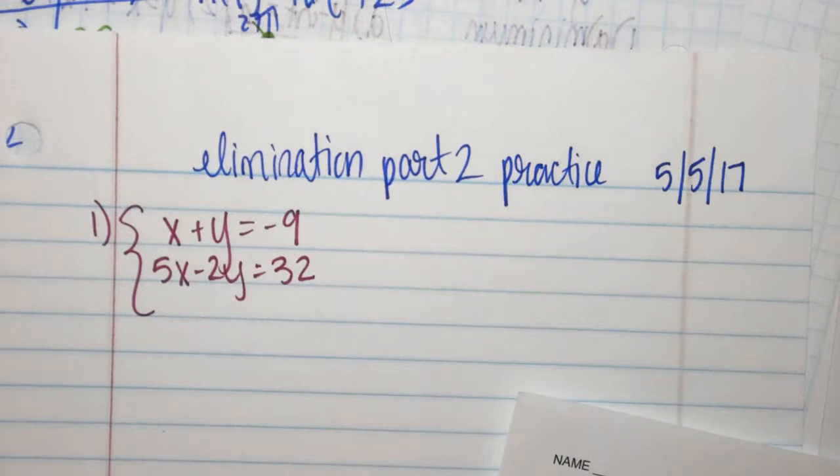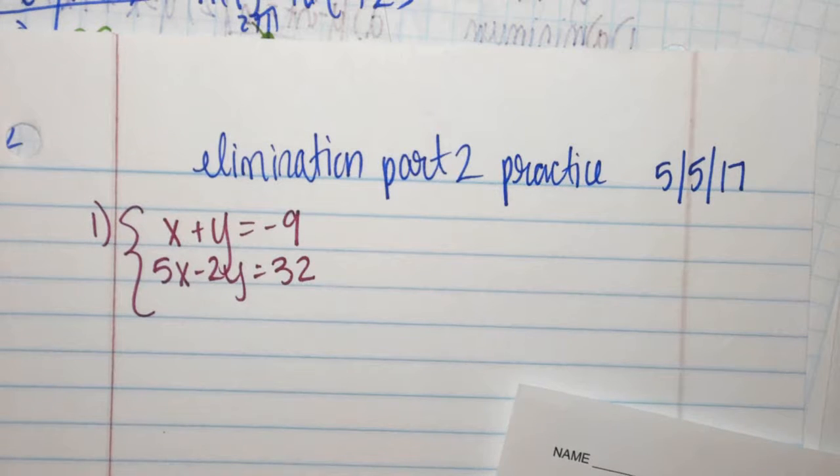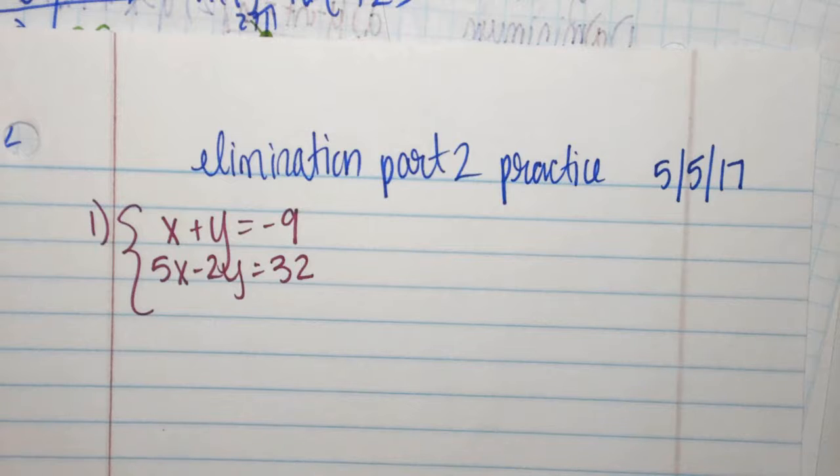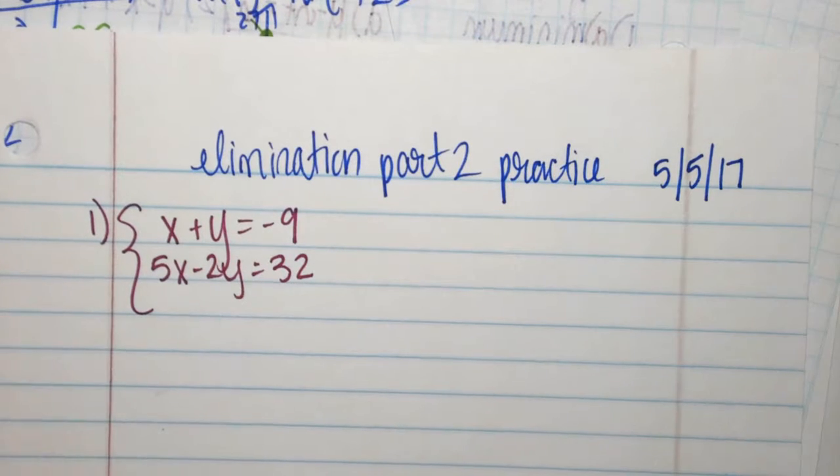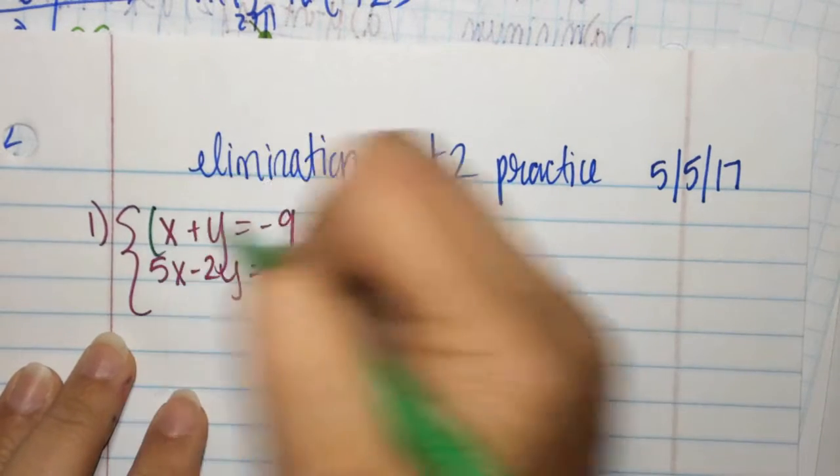Well, Reggie, I want you to tell me whether you're going to eliminate X or Y first. You're going to eliminate X? Okay, so what do you want to multiply by? Do you want to multiply the top or bottom by 5? Do we agree or disagree? Alright, so let's multiply the top by 5.